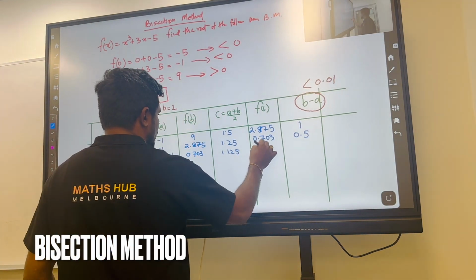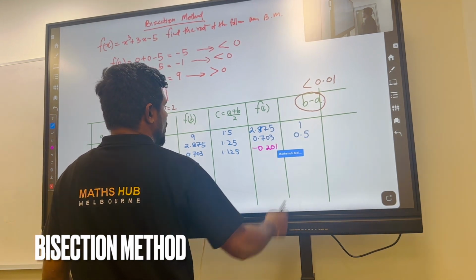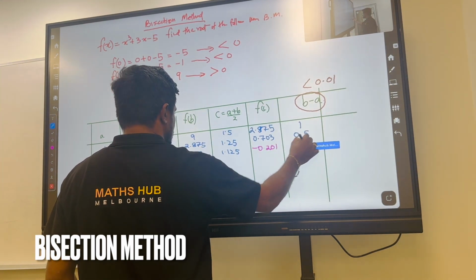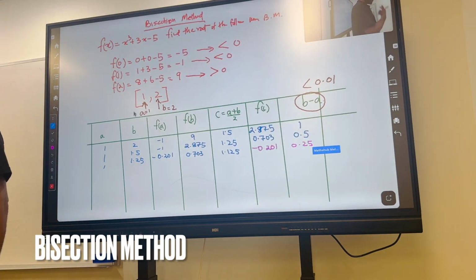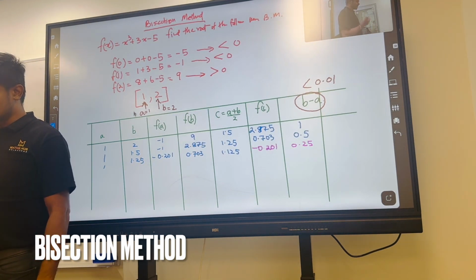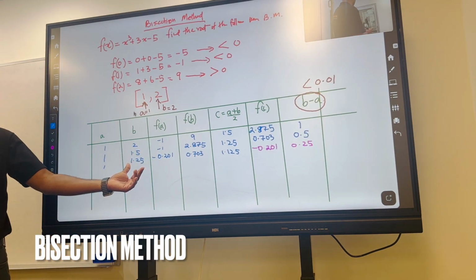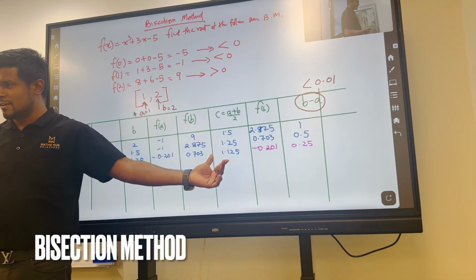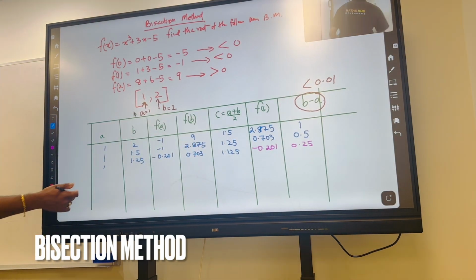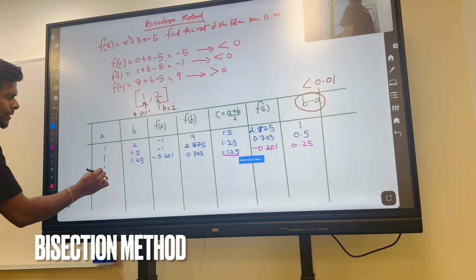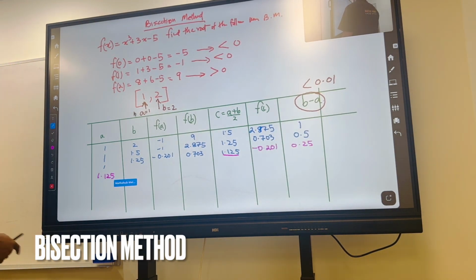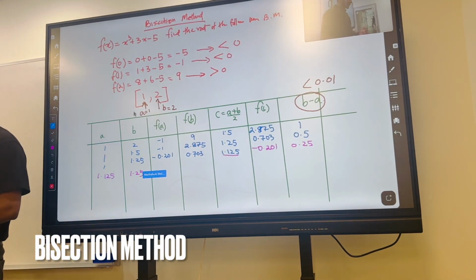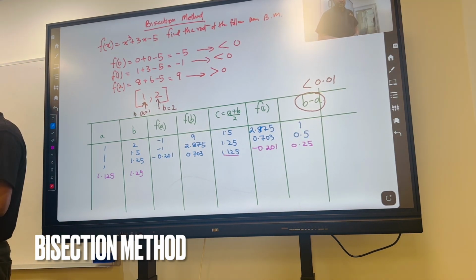Now C equals 1.125. Now what do you get? B minus A? 0.25. Now we got the negative value. Understand? Now what's going to happen? B stays there. A will change to the C. Understand? So A will change to the C value, which is 1.125. B will stay there, 1.25. Understand everything? Nita, understand? Yes. Okay.